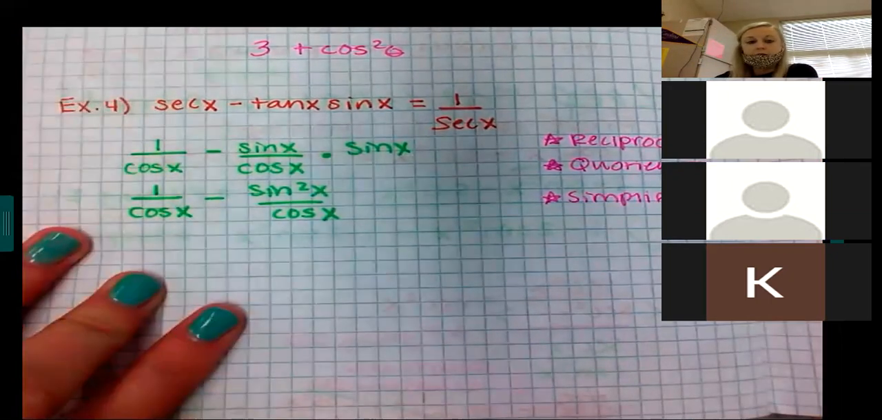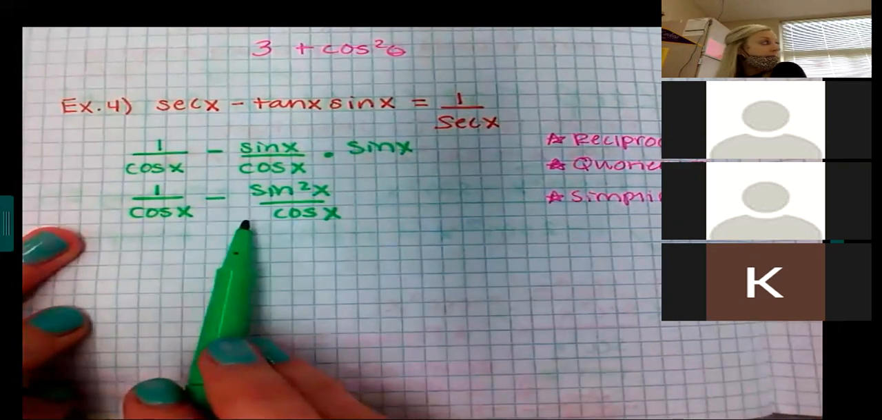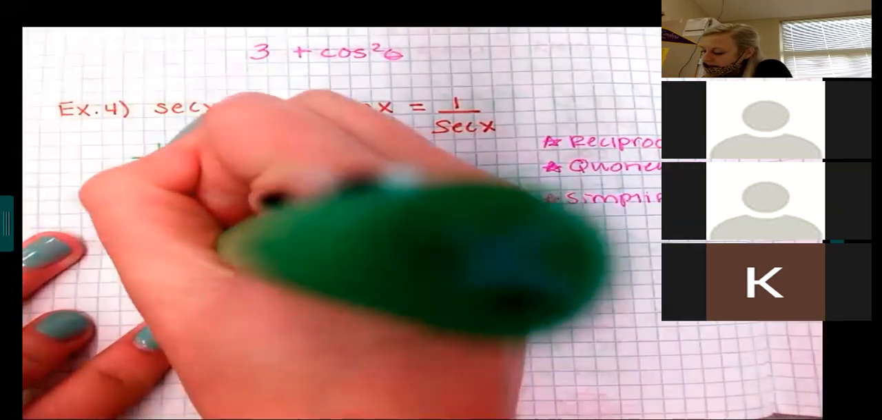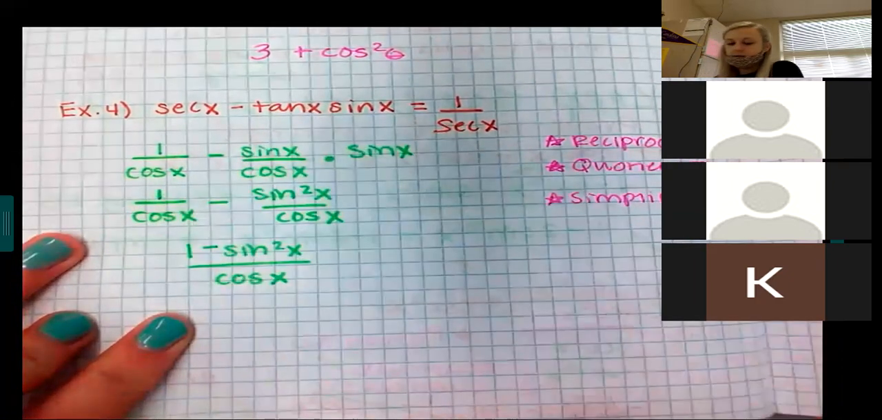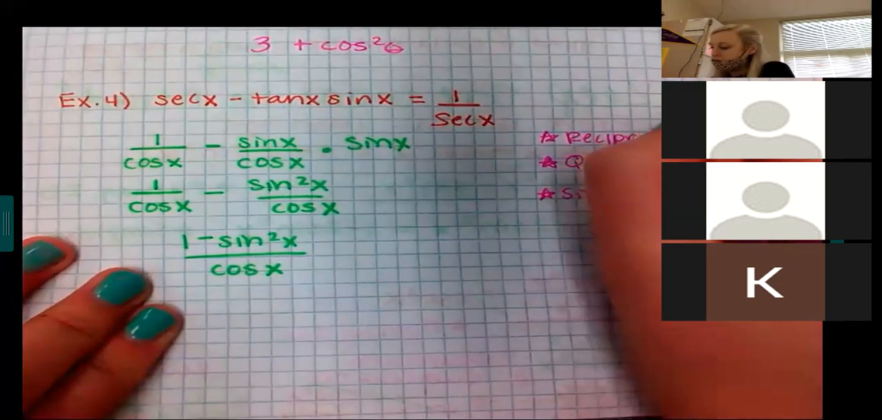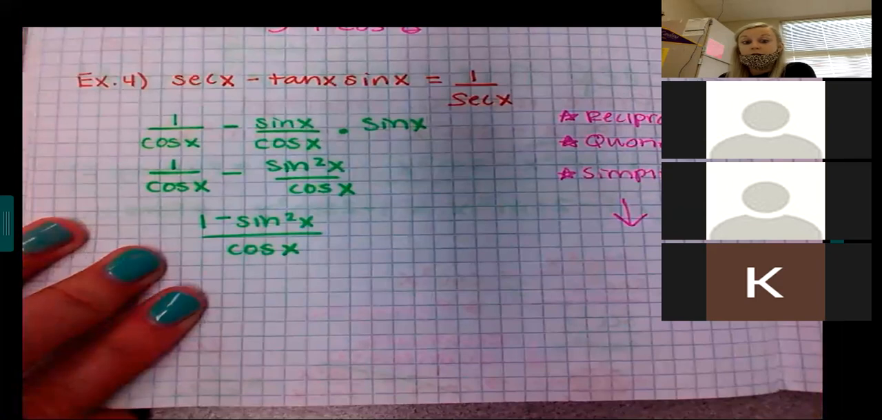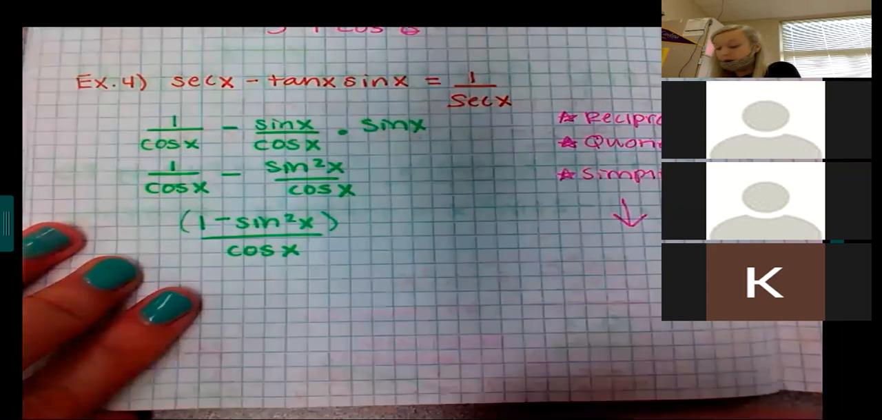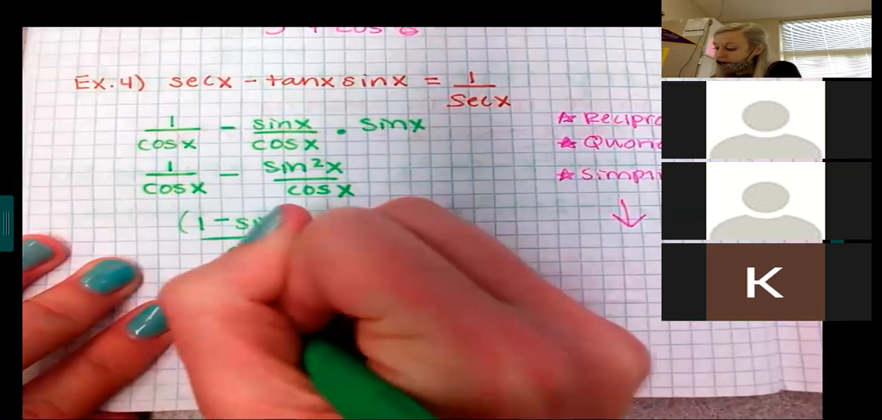All right, third step. When we're subtracting fractions, if they have the same denominator, can I just put everything together? Yes, ma'am. So 1 minus sine squared x over cosine x, good. So that's also just simplifying. So I'm gonna draw a little arrow. That's what we do. And then it's just the Pythagorean identity. Good. 1 minus sine squared is just cosine squared x. That is a Pythagorean identity.